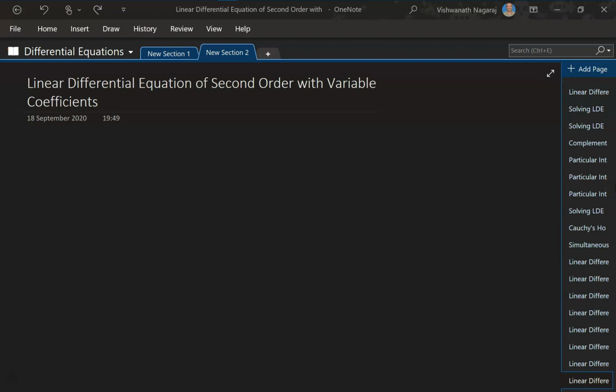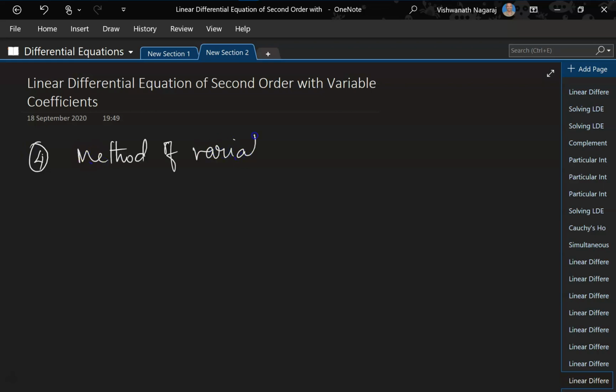Linear differential equation of second order with variable coefficients. We have already looked at some of the methods. Let's look at the next method, that is method of variation of parameters.